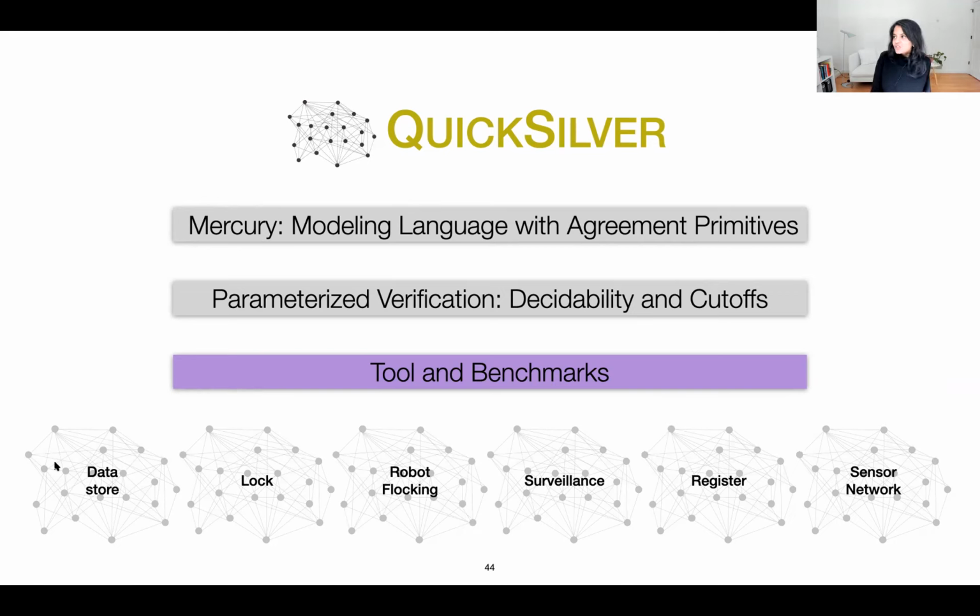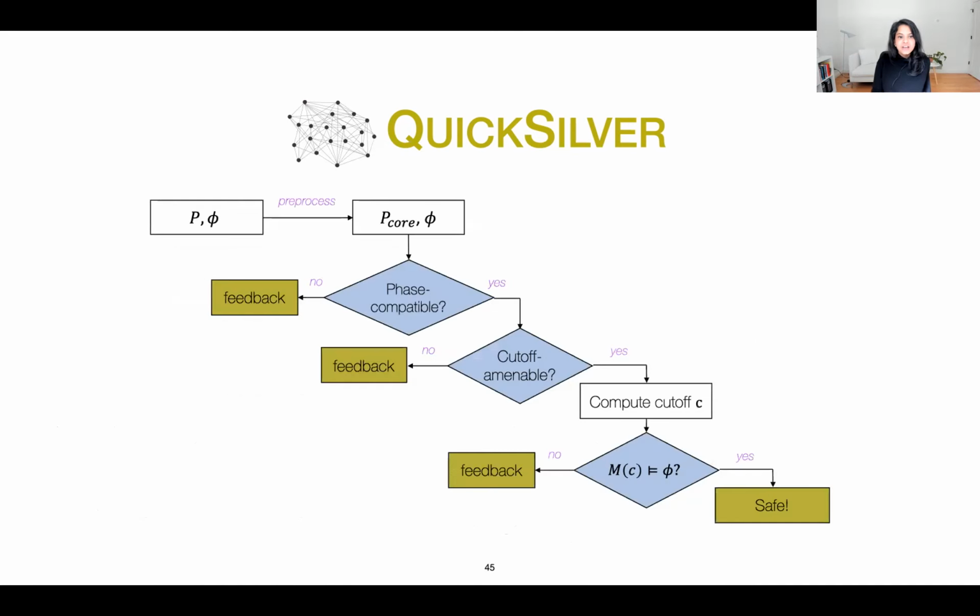Okay. So we have implemented this in a Quicksilver tool built by Noor and Chris. And here is what the tool essentially does. It starts with a Mercury program and a permissible specification, and it does some pre-processing. Then it checks if this program, this process, is actually phase compatible. If it isn't phase compatible, which means it does not fit into the decidable fragment of Mercury, then our tool gives some feedback. In the interest of usability, our tool attempts to give feedback to the user, indicating how the user might fix their system in order to fit it into the decidable fragment.